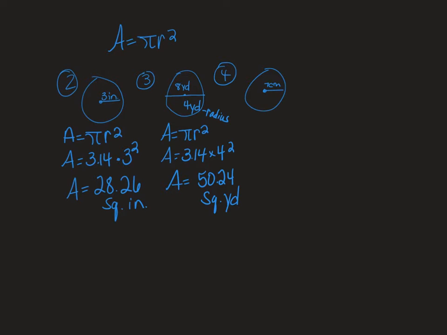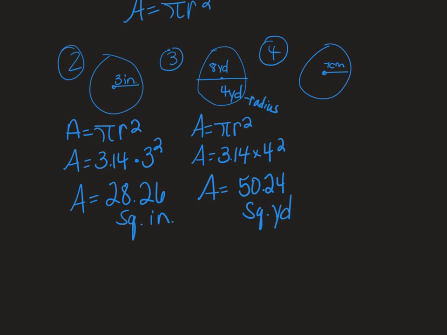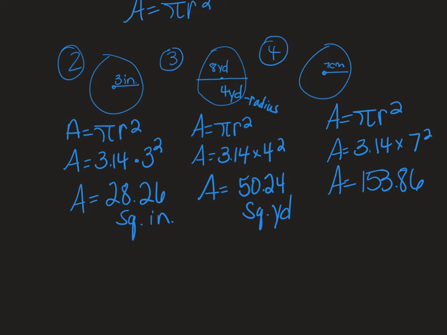Okay, number 4. Let's look at number 4. We have a radius. So our formula is the same. Area equals pi times radius squared. Area equals 3.14 times 7 squared. And I'm going straight down and giving you the answer, 153.86 centimeters squared.